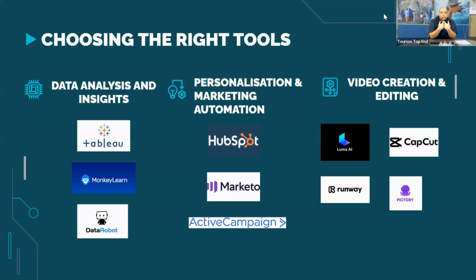HubSpot, Marketo, and ActiveCampaign, again, they've been around for a while. They're customer relationship management and sales funnel systems. They've also added AI in there, which just makes life a lot easier. There are a number of other products for video creation and editing. CapCut is a popular one, and it's free as well. Runway is popular as well. There's just loads of them, so you can take your pick. Google is your friend when it comes to these, or actually ChatGPT is your friend.